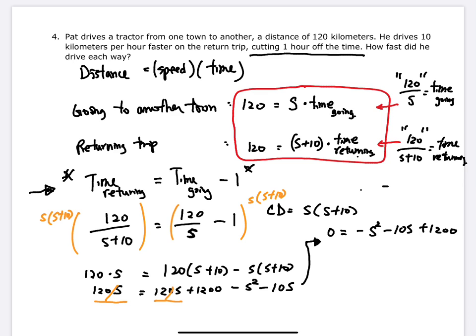In this case, I am going to multiply everything by negative 1, so I can get rid of the negative in front of the s squared. So 0 equals s squared plus 10s minus 1200. And in this problem, I happen to notice, hey, 1200, that's 40 times 30. So this is s plus 40 times s minus 30.